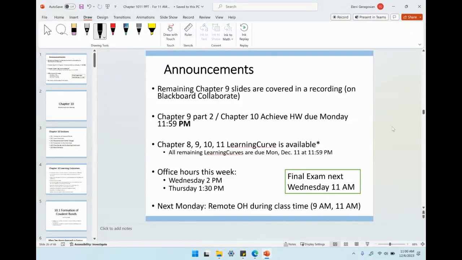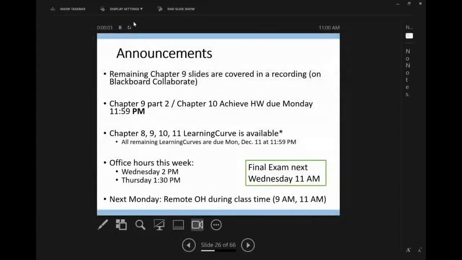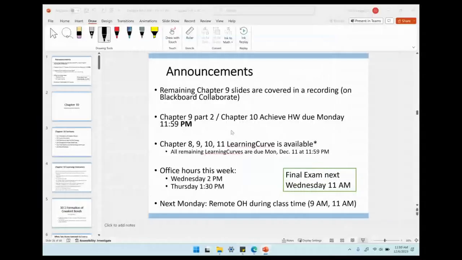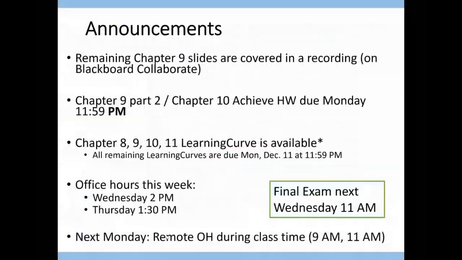Reminder that your chapter 9 slides, not the extra ones, but the ones we didn't cover in class, are covered in a recording. So I mentioned that on Monday. Your last Achieve homework is due at the end of the day next Monday, 11:59 p.m. This is the same time that the remaining learning curves are due. So there's one for 7, 8, 9, 10, and 11 that you can complete by Monday. Each one will count towards 1 point on either your unit exam 2 or your final exam. I'll distribute them to increase those scores after your final exams are graded.